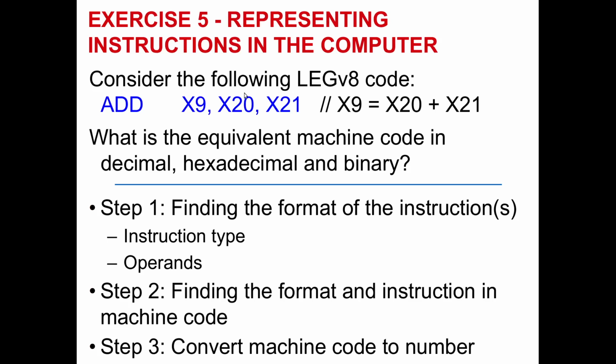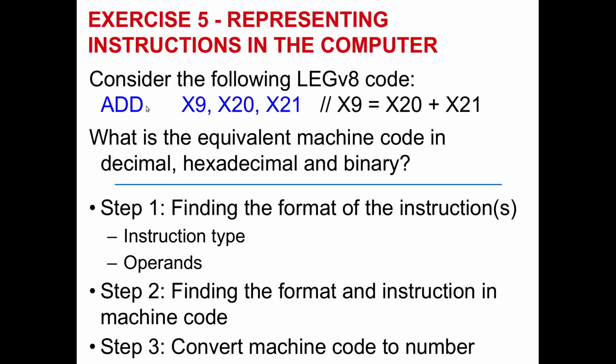We will consider this LEGv8 code ADD X9, X20, X21, which means that the value inside the X9 register will be replaced by the sum of the value in register X20 and the value in register X21. These two are added together and written into X9. The question is, what is the equivalent machine code in decimal, hexadecimal, and binary?